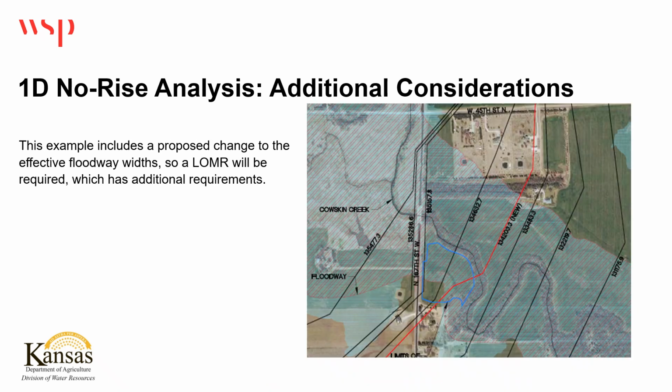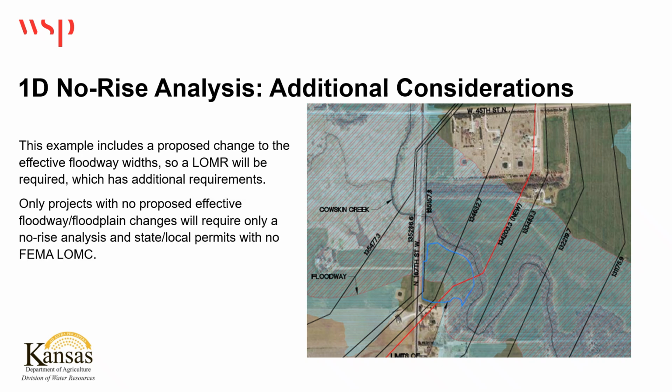I'll end this example with a few additional considerations here. So this example includes a proposed change to the effective floodway widths. When we actually change the grading on this site, we're narrowing down the floodway, and that'll change the width shown in the floodway data table in the FIS, and it'll change how the floodway is shown on the maps. Since this is a proposed mapping change, this will require a LOMAR. So that has some additional requirements that we'll need other than just this simple no-rise analysis.